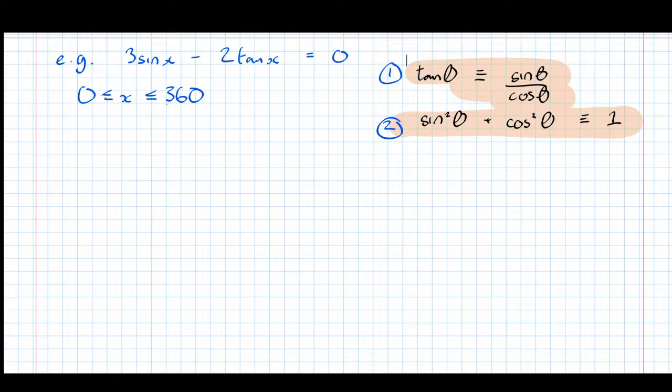So let's use it. Let's take tan x and turn it into sine x over cos x. So that means that 3 sine x minus 2 sine x over cos x equals 0. What next? Any ideas?